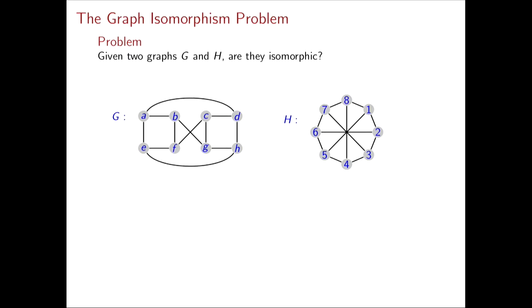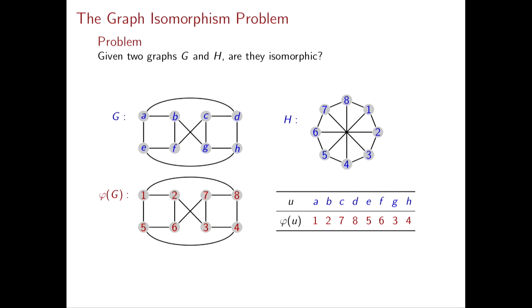Okay. It turns out that these two graphs are isomorphic. What does that mean? It means that you can rename A, B, C, D, E, F, G, H as 1, 2, 3, 4, 5, 6, 7, 8, so that the two graphs become identical. And this gives the renaming. The mapping phi tells you how to rename A, B, C, D. So A maps to 1, B maps to 2, and so on. If you do that, then you will see that 1 is adjacent to 5, 8, and 2, and in phi of G also 1 is adjacent to 5, 8, and 2, and so on. So these two graphs are isomorphic.